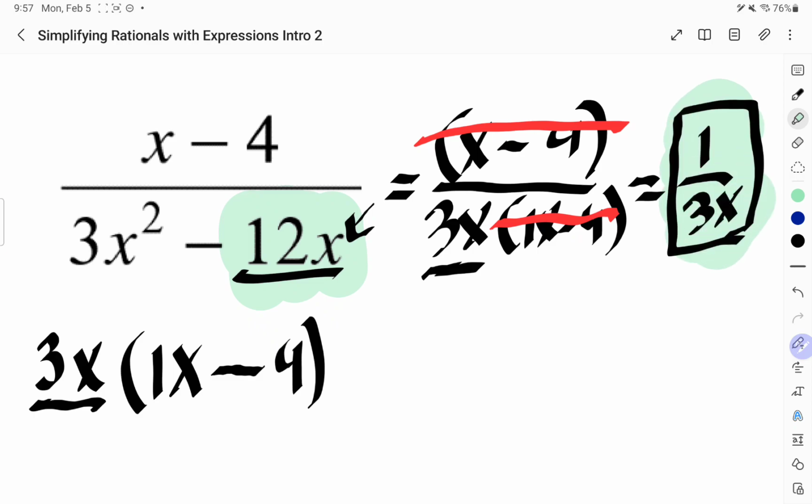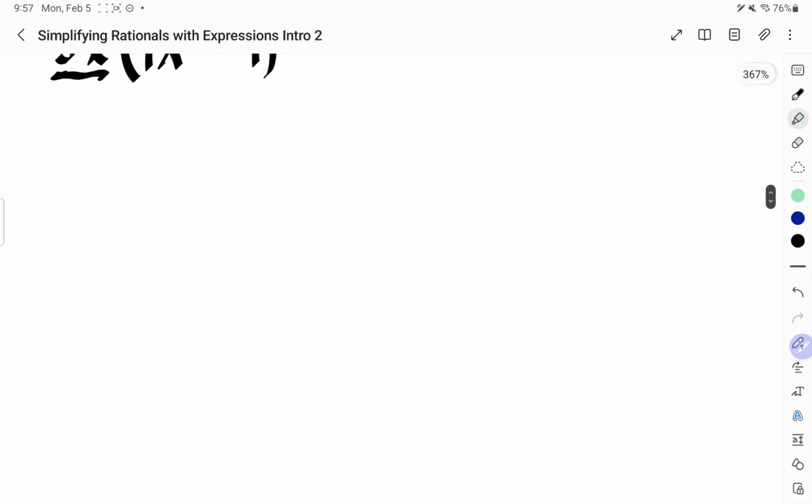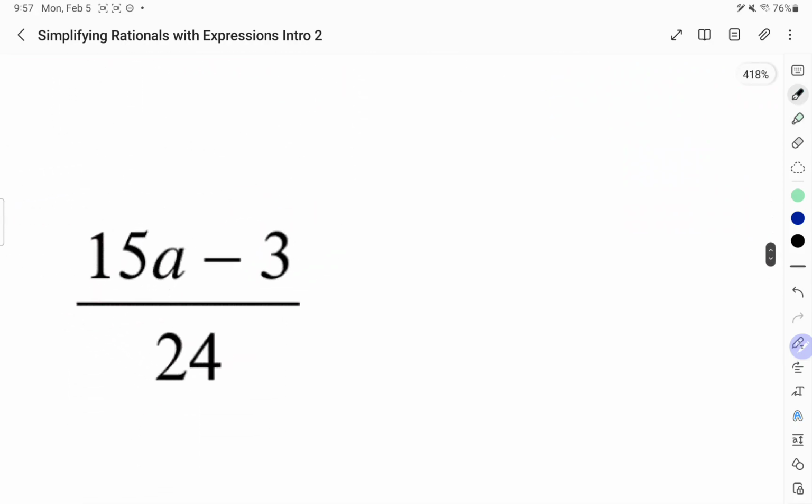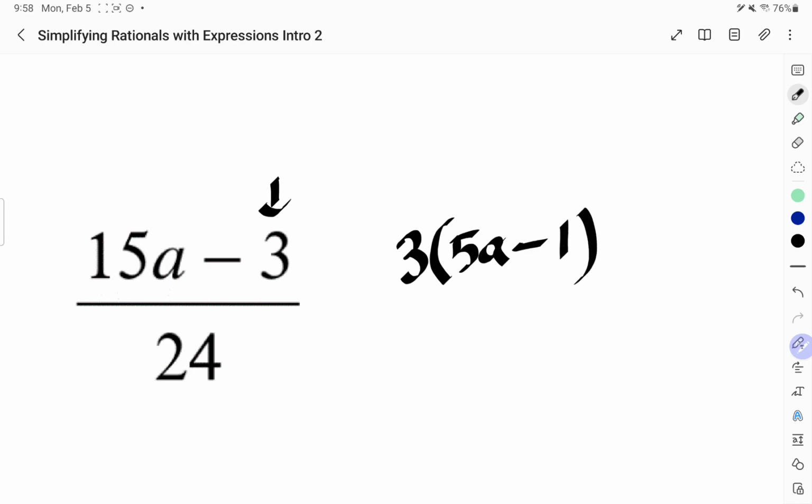Now let's go ahead and do the second problem. This one's going to be slightly easier. Now, what number can I factor on the top? So we have 15a minus 3. Now I'm looking at 3, so I'm pretty sure 3 is the number I'm going to be able to factor. So I'm going to put my 3 on the outside of the parentheses. What is 15 divided by 3? 5, so it's going to be 5a. And then minus, and what is 3 divided by 3? 1. We already finished simplifying the top area.